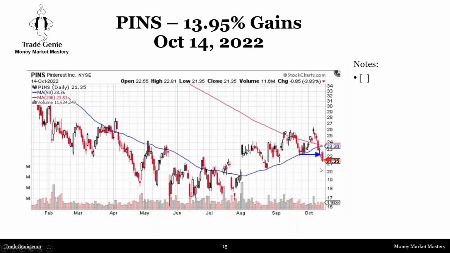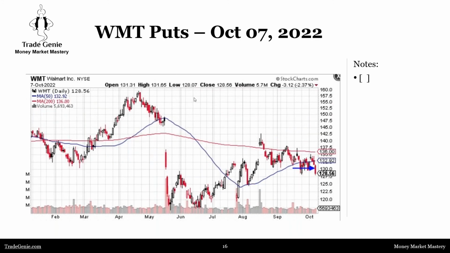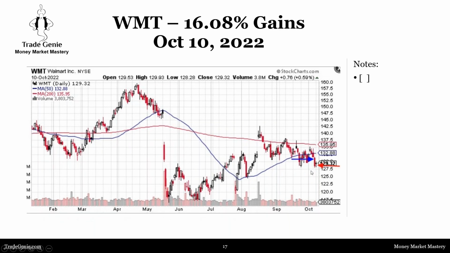So we exited here. WMT puts. So maybe the retailers are going down. So what are the chances of WMT to go up and then to go down after creating this red candle after hitting the resistance level? So here are the resistance levels. Here it is gapping down. What are the chances of WMT to go up then to go down? So we exited. I think we exited quickly because of what happened.